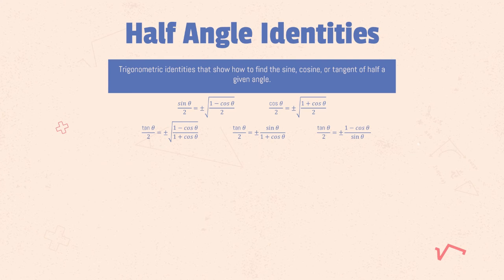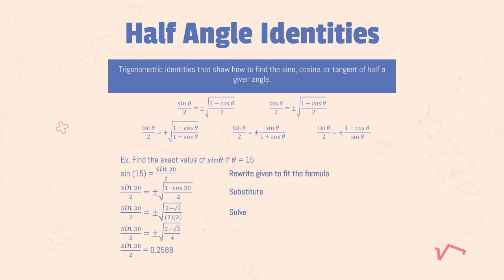First, we have tangent theta over 2 is equal to plus or minus the square root of 1 minus cosine theta over 1 plus cosine theta. Second, tangent theta over 2 is equal to plus or minus sine theta over 1 plus cosine theta. And lastly, we have tangent theta over 2 is equal to plus or minus 1 minus cosine theta over sine theta. For example, find the exact value of sine theta if theta is equal to 15.